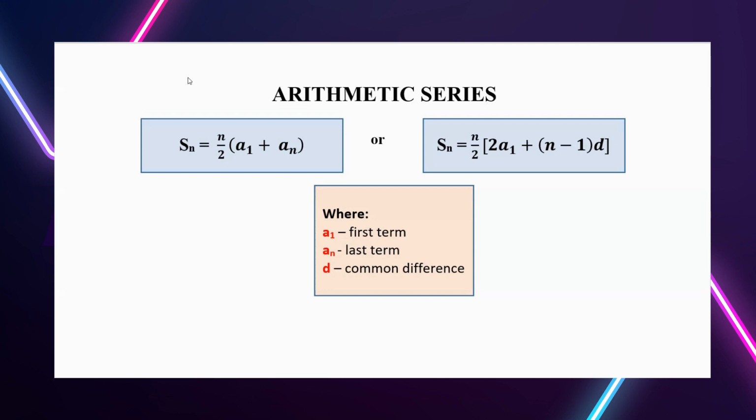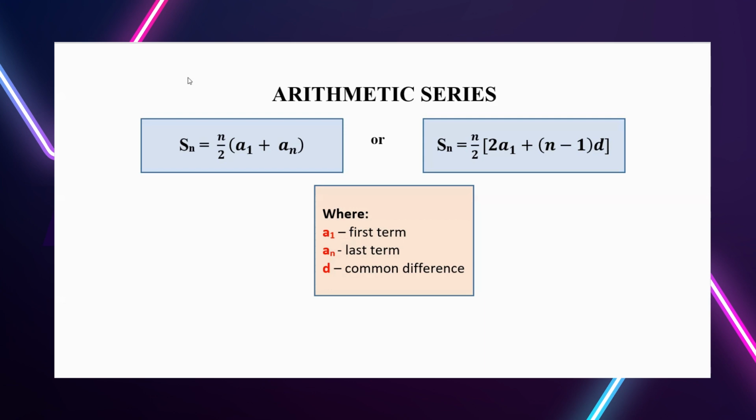O kaya naman, kapag hindi given ang first term o kaya ang last term, ito naman ang gagamitin natin. S sub n is equal to n over 2 times the product of 2 and the first term, which is the a sub 1, plus the quantity of n minus 1 times d, which is a common difference, wherein a sub 1 is the first term, a sub n is the last term, and d is the common difference.